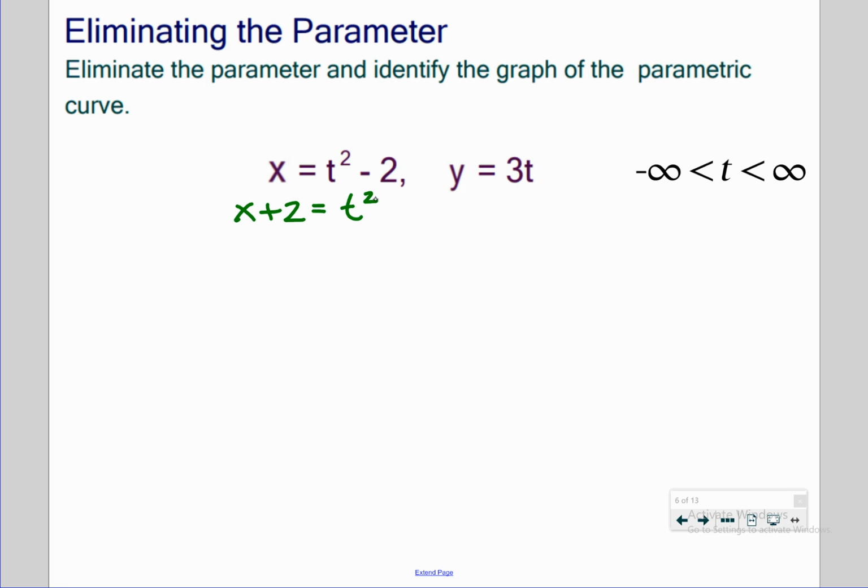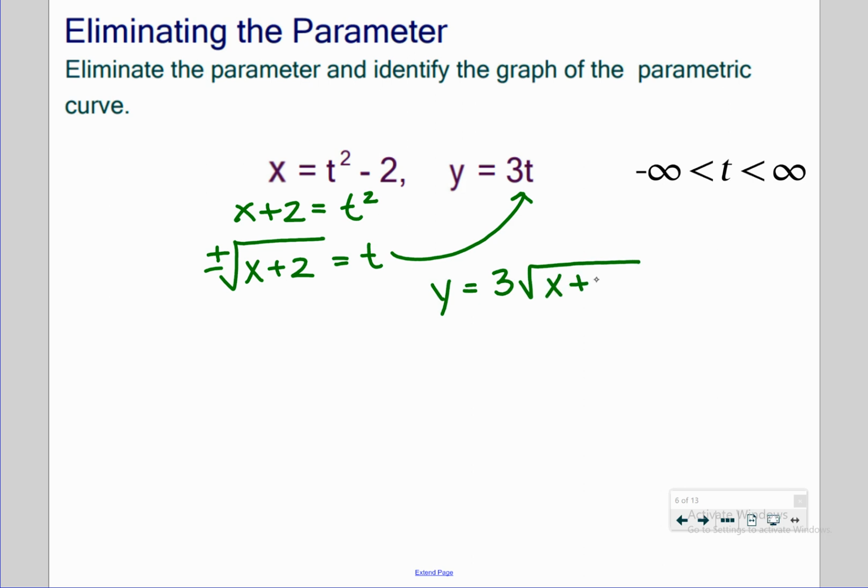And then what do I do to get my t alone? Take the square root. So we're going to say plus and minus square root of x plus 2 equals t. Okay, now I'm going to take that and plug it in over here. Y equals 3 times the square root of, and technically it's plus or minus, x plus 2.